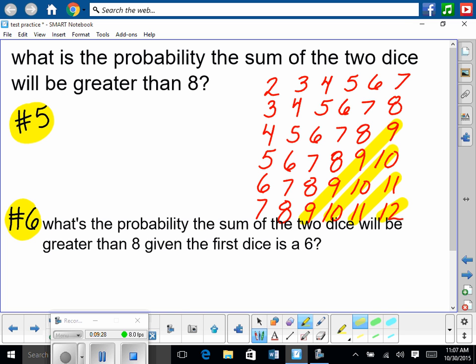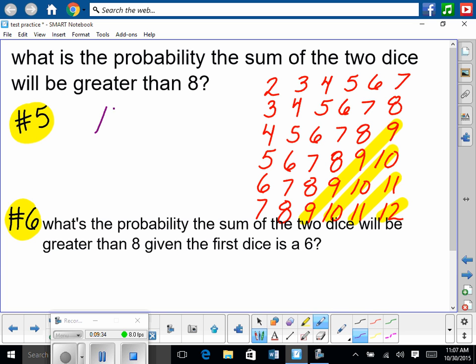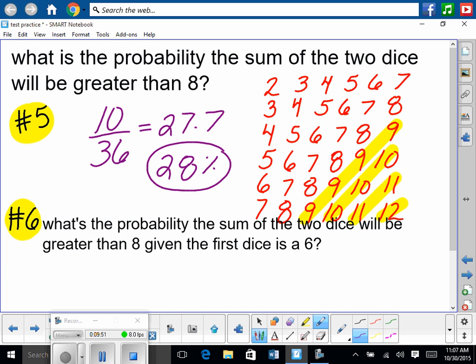1, 2, 3, 4, 5, 6, 7, 8, 9, 10 out of 36 times that happens. So 10 out of 36. If you do that in your calculator, you get 27.7. So your answers are multiple choice. There's a 27% also on there. But what would be more correct? If there's a 28%, wouldn't it be more correct to say 28% since 27.7 would round to 28? Yes.